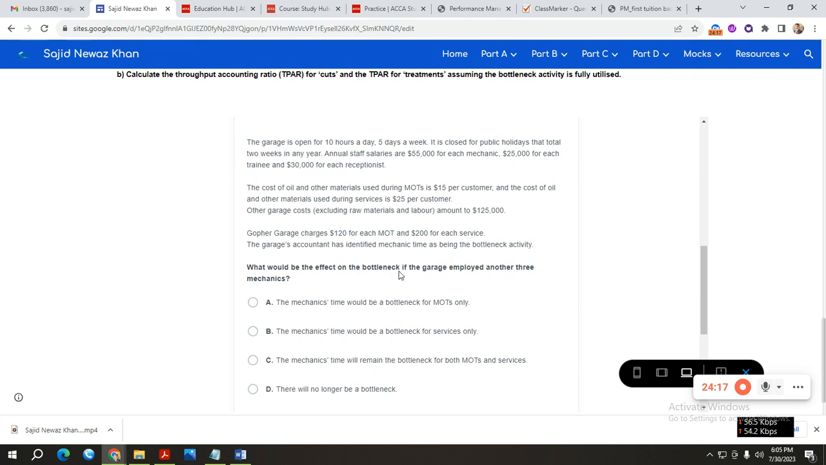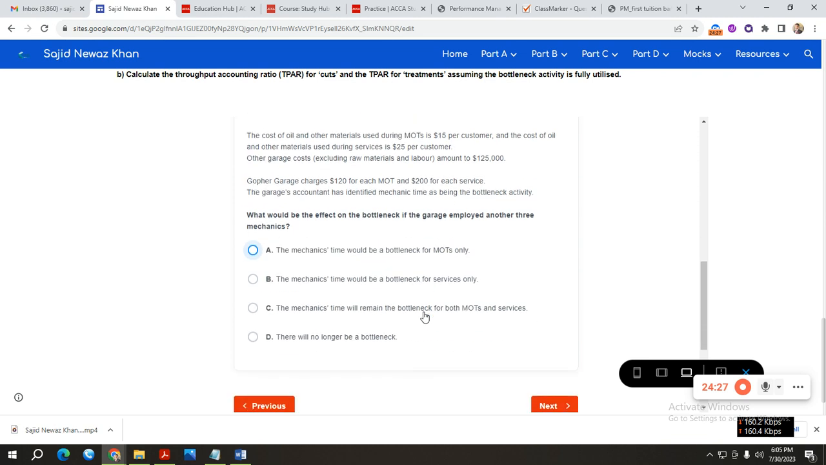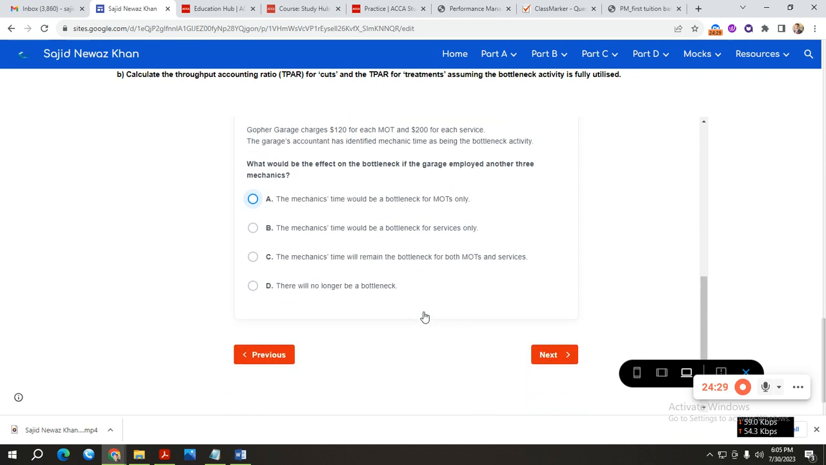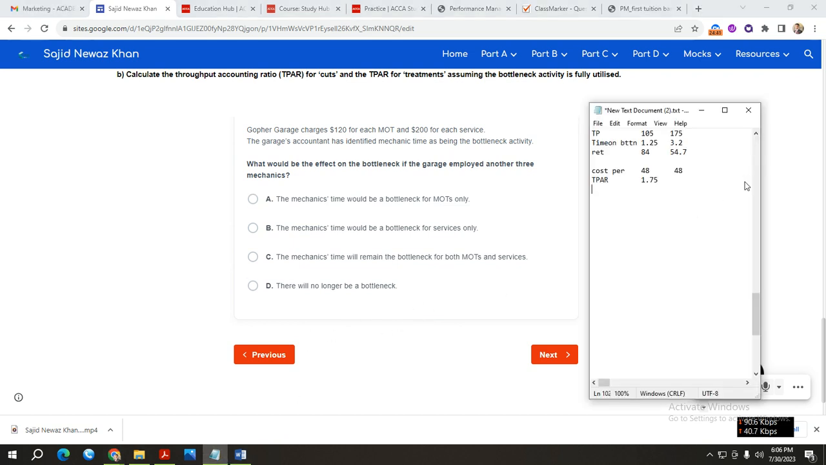What would be the effect on the bottleneck if the garage employed another 3 mechanics? Okay. Mechanics' time would be a bottleneck for MOT. So this one's a bit tricky, and I want everybody to focus a little bit on how to go about this one. So the first thing is, if we hire 3 more mechanics, what would be the impact?